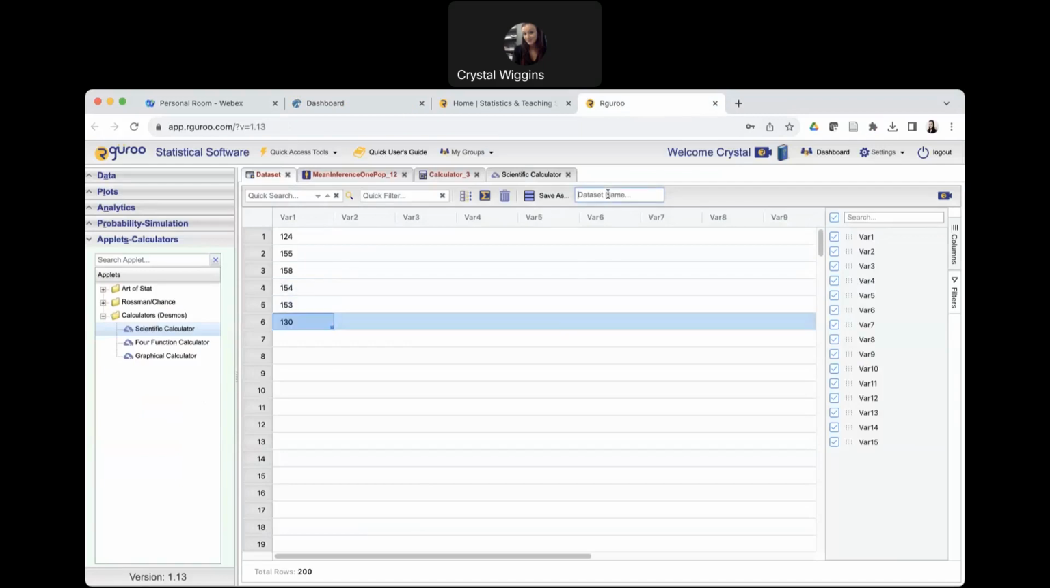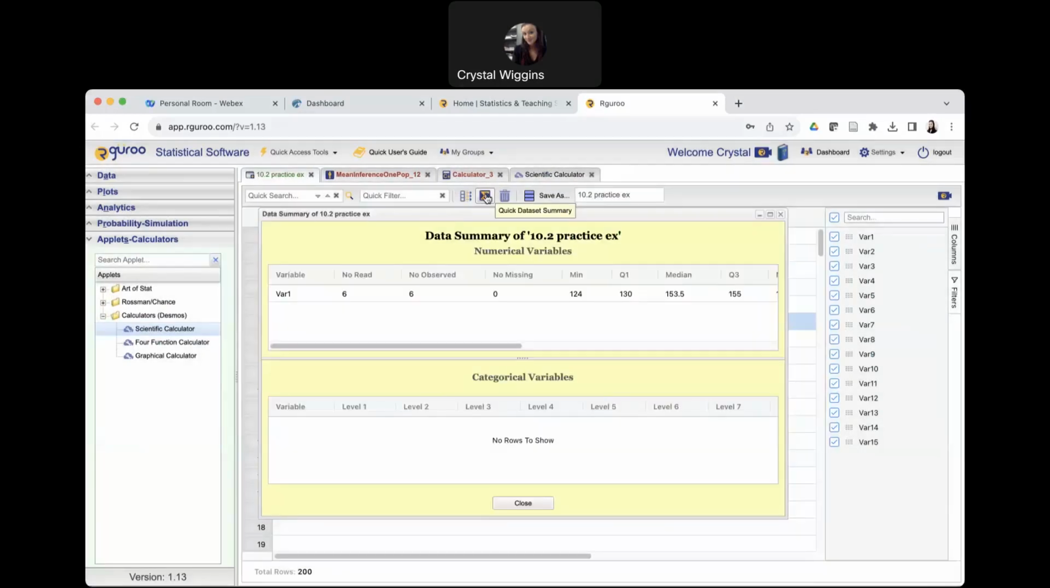I'm going to save this as 10.2 practice example and save as. Because it said it wanted a sample mean, remember we do have a summary button up here that works for sample calculations. We just have to be careful to remember that if we ever do need population calculations, we need to go to analytics and the numerical summaries calculator. But because everything in this data set is a sample, I'm going to hit this little summary button.